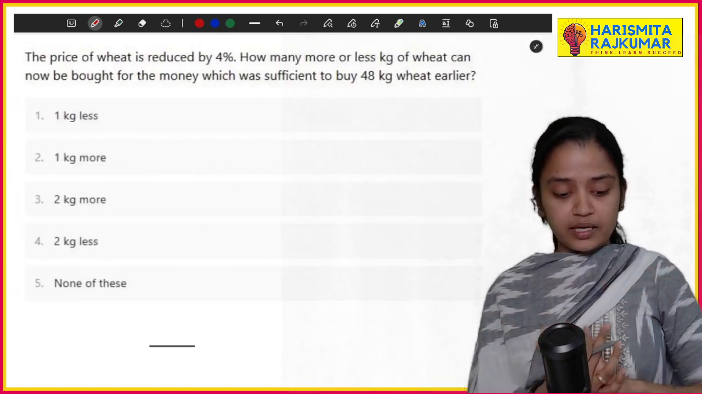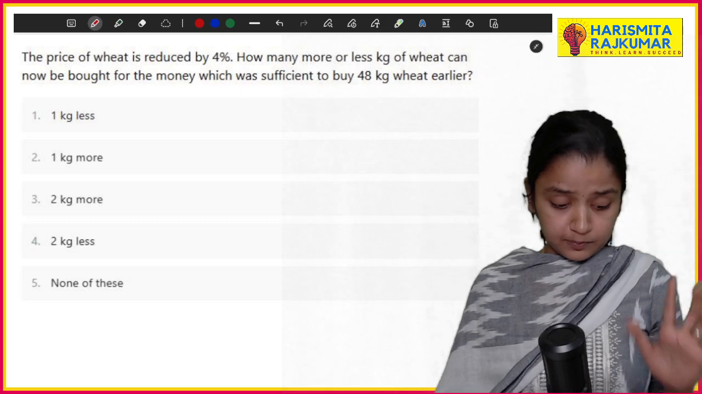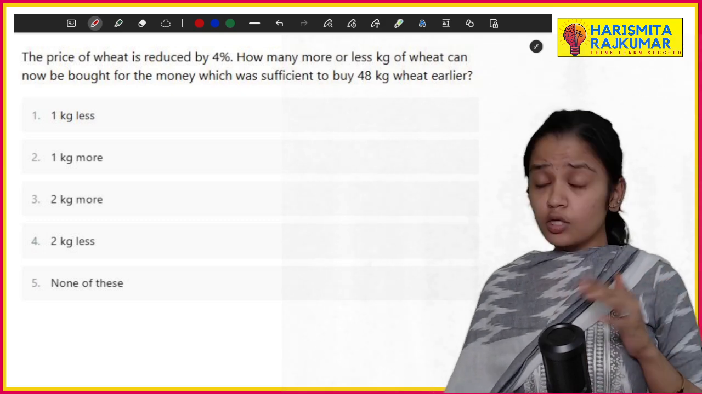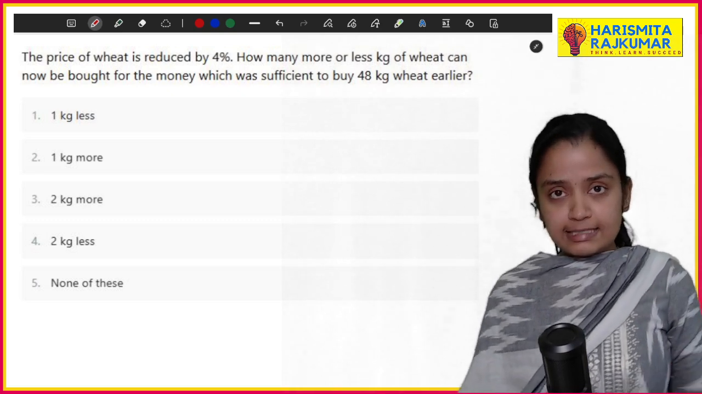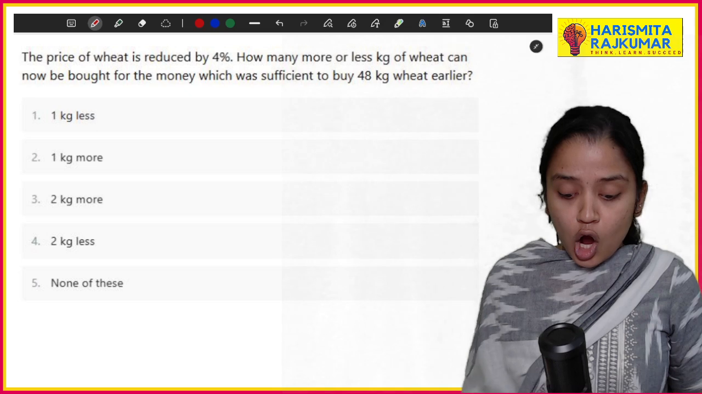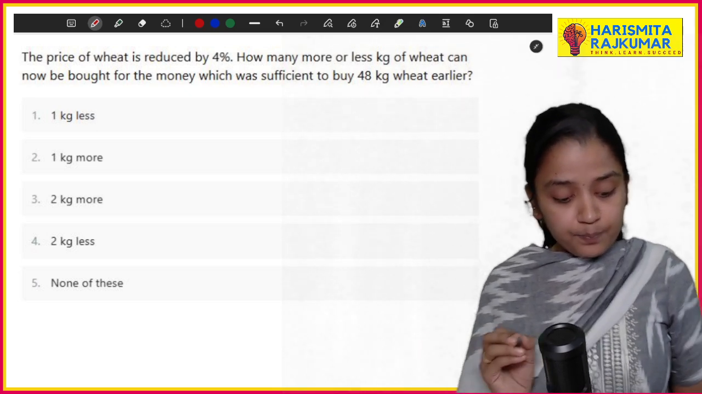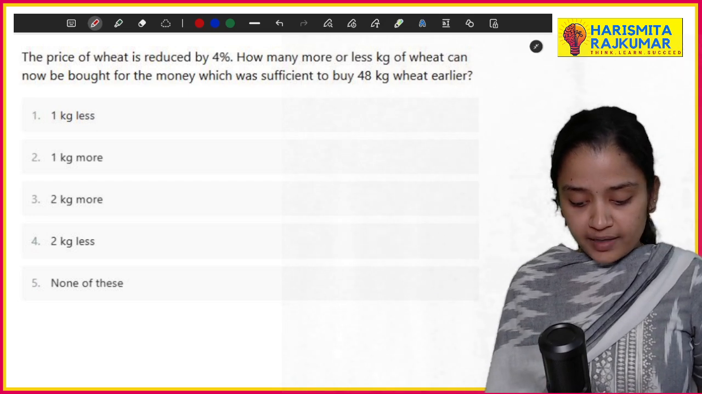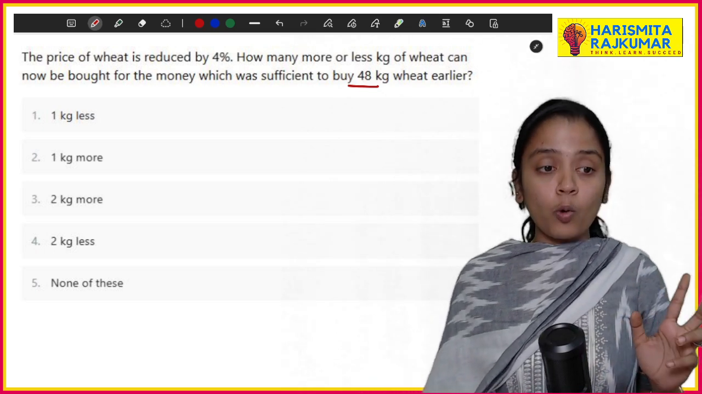Now let's see the next one. The price of wheat is reduced by 4%. So you have a price, and it is reduced by 4%. How much less or more wheat can now be bought for a sum of money which is sufficient to buy 48 kg? So what is the question?